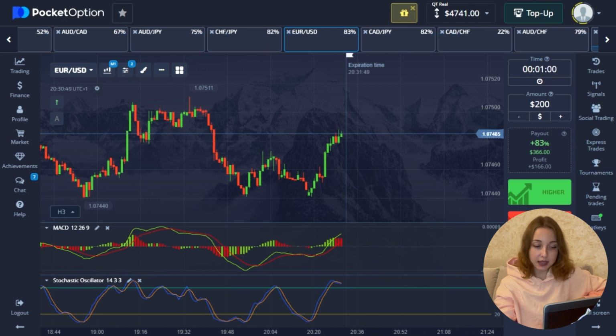With the MACD, there are only three scenarios to study. These are the signal line crossing, the baseline crossing, and divergence.